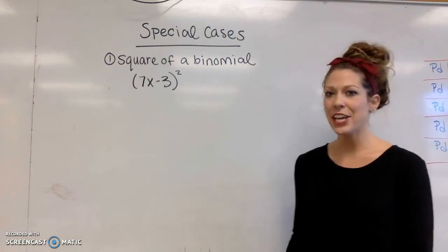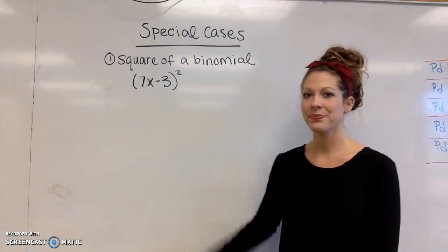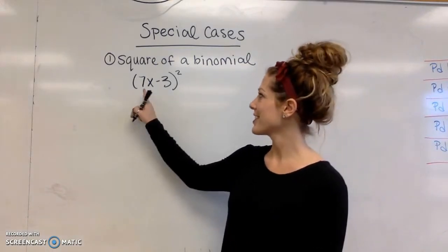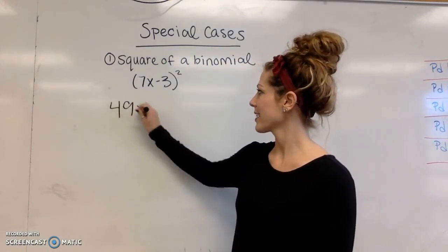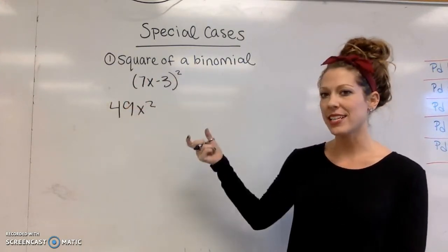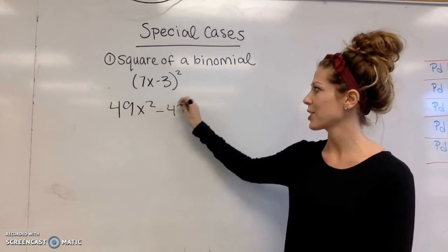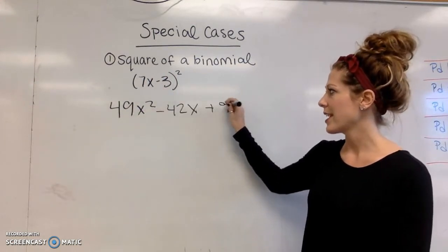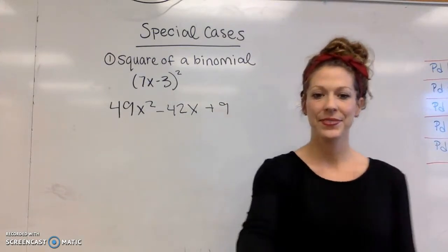Why don't you pause the video and try this one on your own? All right, what you should have gotten as your answer is 49x squared. Then as your middle term, you would have gotten negative 21x and negative 21x to get negative 42x. And your final term, negative 3 squared, is a plus 9.